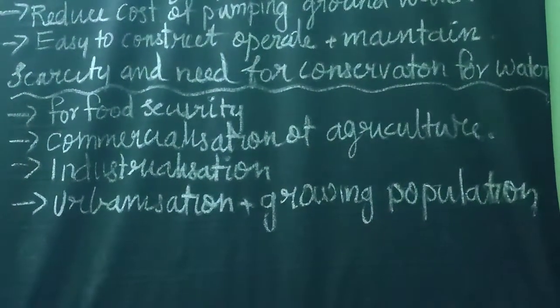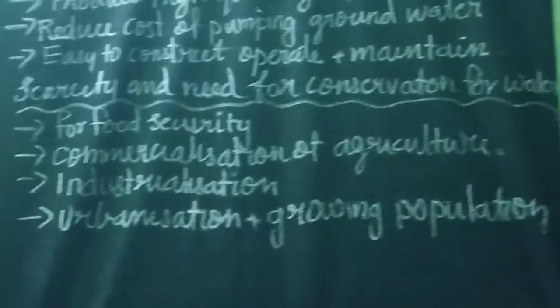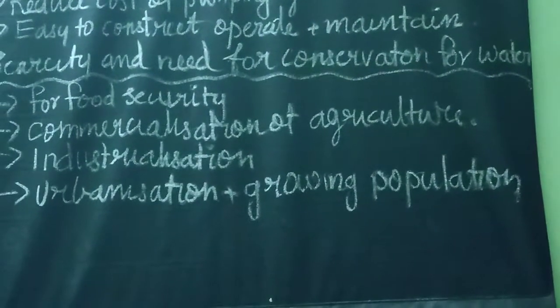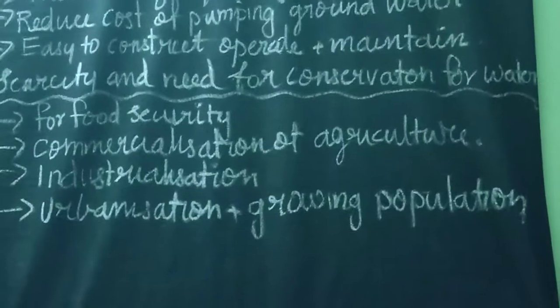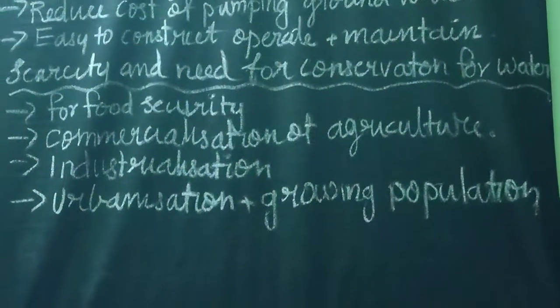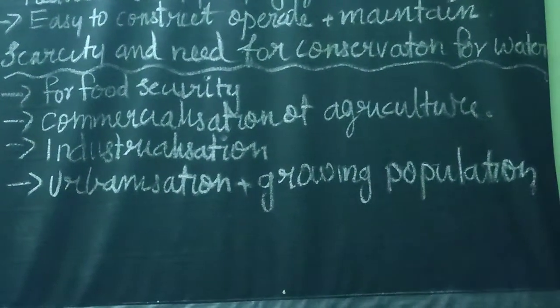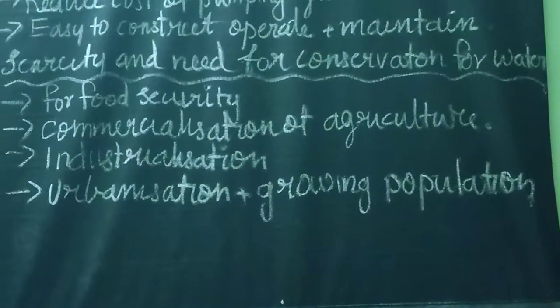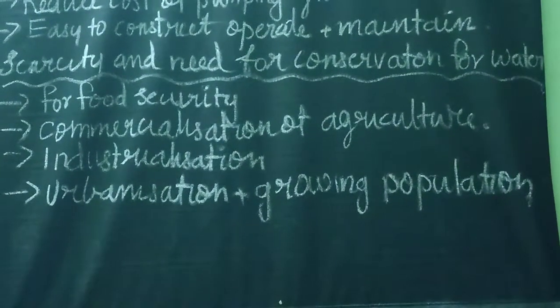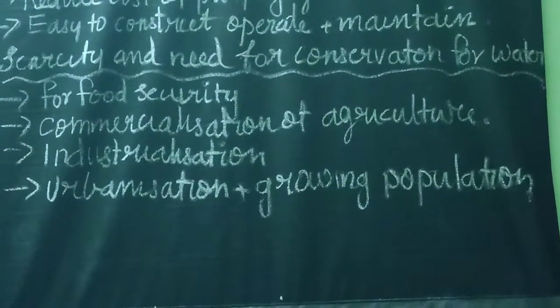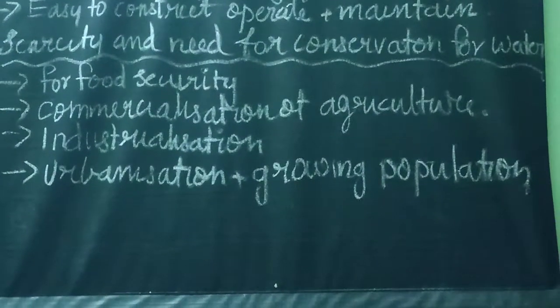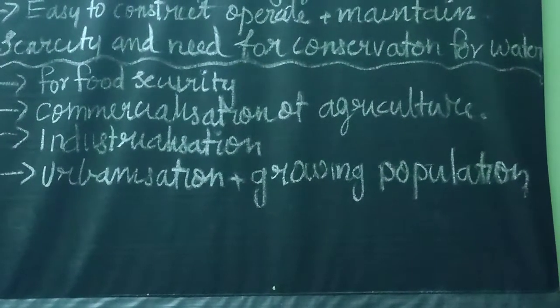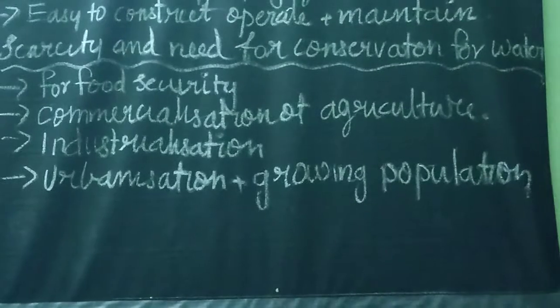So why is that very important? Because of growing population, urbanization, industrialization and all. We already know water is a basic input in agriculture. So water conservation is very important for food security. Secondly, commercialization of agriculture. Water conservation is very important for the commercialization of agriculture.